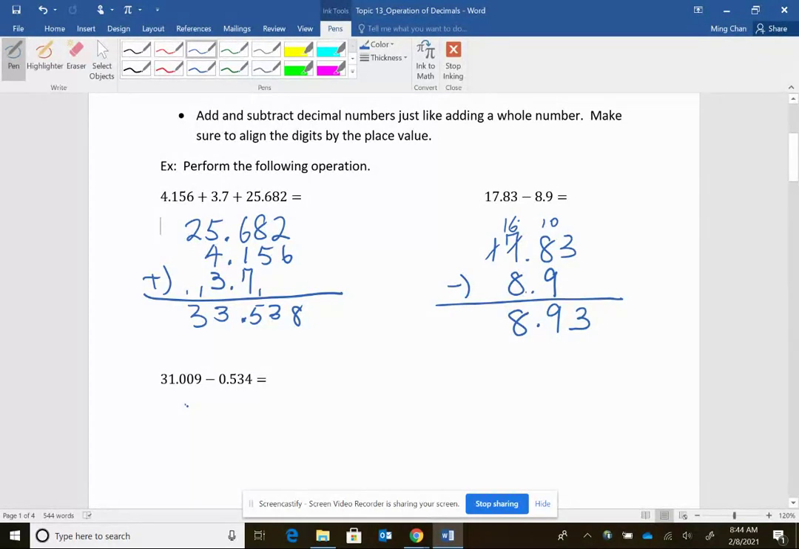So that's 8.93. All right, 31.009 minus 0.534.